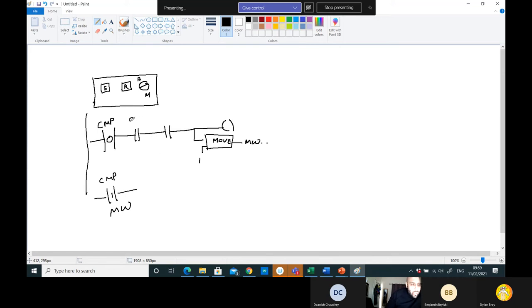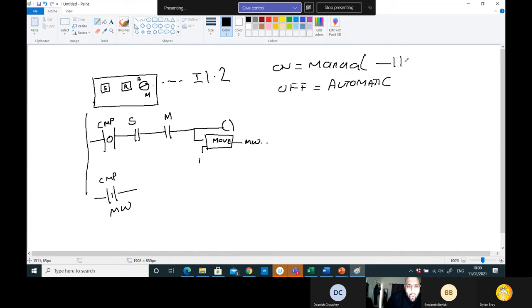Now this is the start button here, that's your S. Now this, for example, could be your manual. Say it's I1.2, just for purposes. Now that start button is a push button. If you've got automatic and manual, you've got two positions, on and off. So on equals manual. Off equals automatic. That would be normally open, and that would be normally closed.